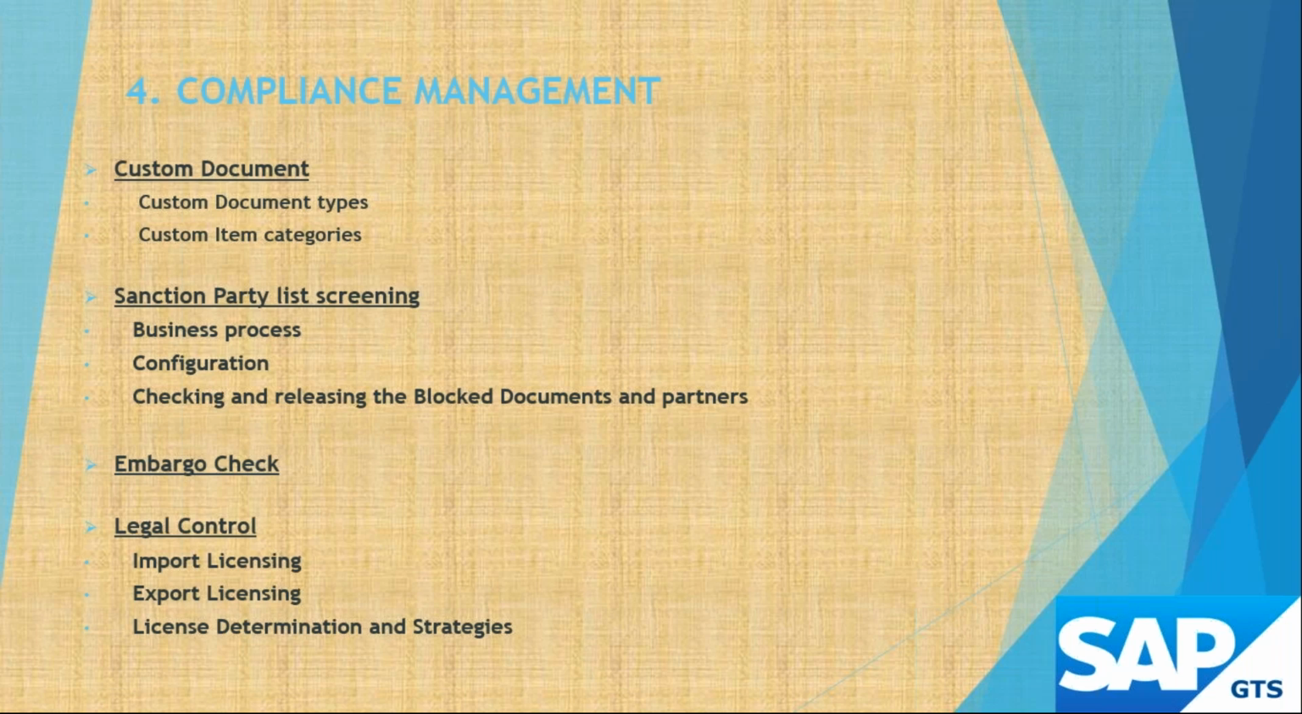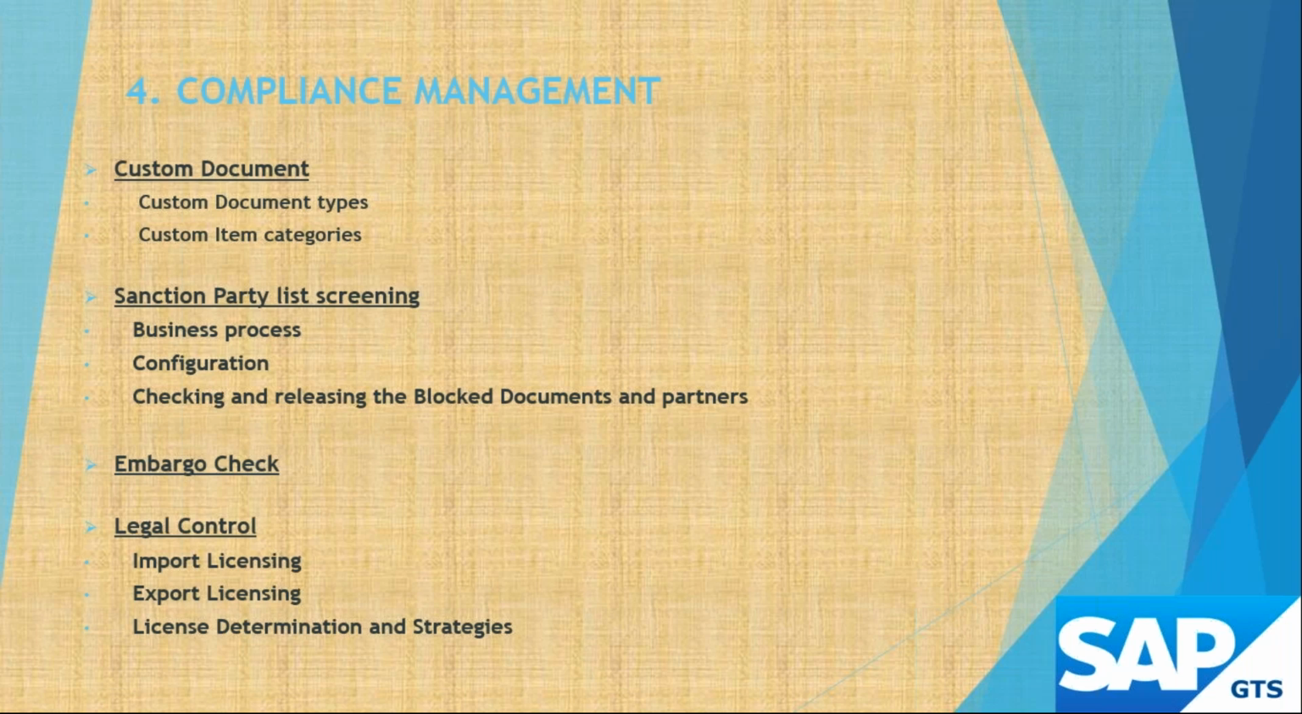So same for the embargo as well, and legal control as well. So these three are from the compliance perspective. So legal control, like if we are doing export or import, we have to obtain a certain license before sending any goods. Why I'm saying that, because many organizations are dealing with military products or products which can be used against the economy of any country, which can be harmful.